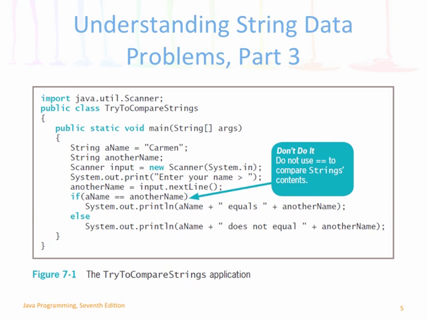Here's an example of a don't do it. This is where they're trying to compare two strings using the equals equals operator, and it will not work. What that's comparing is, are these two strings aliases of one another, rather than is the same value stored in both strings.